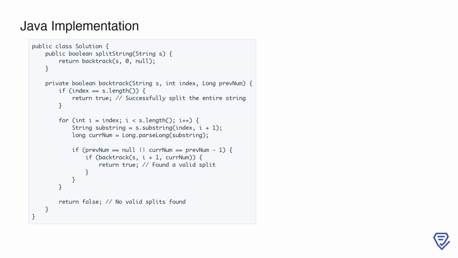This is the Java implementation of LeetCode problem number 1849, splitting a string into descending consecutive values. The solution uses backtracking to explore all possible splits of the string. The backtrack method recursively validates whether a substring can form descending consecutive values. Key differences from the Python implementation include the explicit use of Java's long type for handling large values and the substring method for extracting parts of the string.